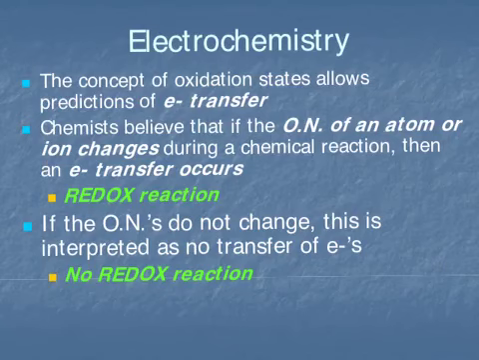Now, with our understanding of oxidation numbers and those terms, we can delve further into electrochemistry. Electrochemistry really is about the transfer of electrons. By using oxidation numbers, we can predict or even determine whether or not an electron transfer has occurred. If the oxidation number of an atom or an ion changes, then we know electrons have been transferred. Therefore, we can call this a reduction-oxidation reaction, or a redox reaction. However, if the oxidation number of an atom or an element does not change when it goes from a reactant to a product, there is no transfer of electrons. It is not a reduction-oxidation reaction. Therefore, it's not a redox reaction.